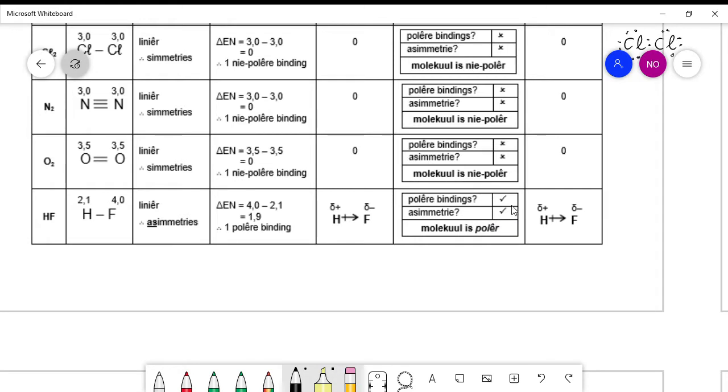In other words, it has polar bonds that I get from there. It's an asymmetrical shape. In other words, the molecule is polar.